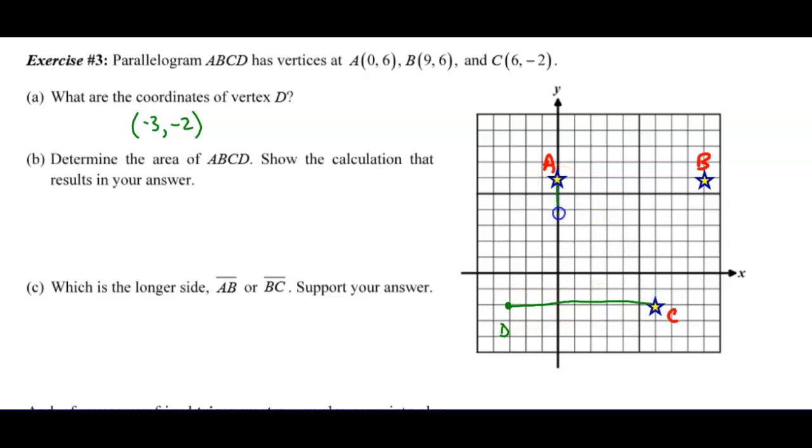And then if I drop a perpendicular to it, it would be like that. So it looks like my base is 9 units. It's base times height. So for this parallelogram, it's 9 units times the height, which appears to be 8 units. So that's going to be 72 units squared.